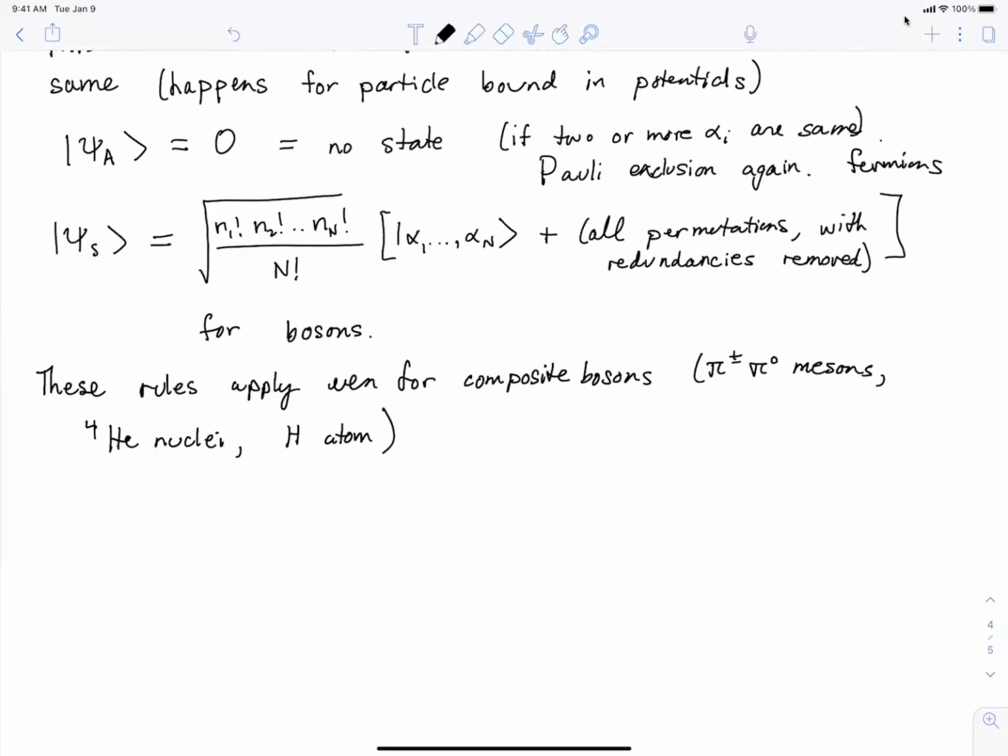Okay, so that's true, and it's also true for composite fermions, for which examples would be the proton and the neutron, those are made out of quarks, helium-3 nuclei, and many others.